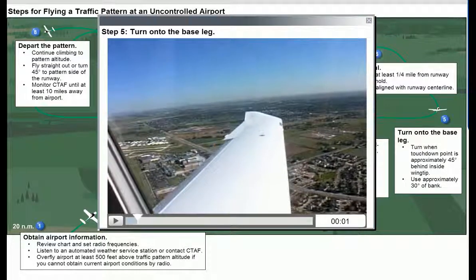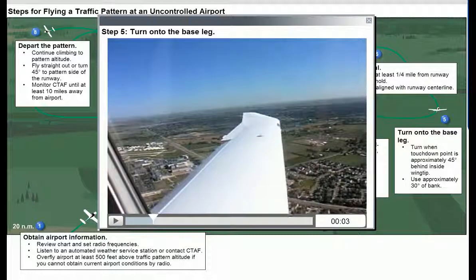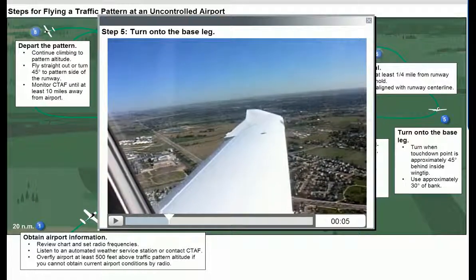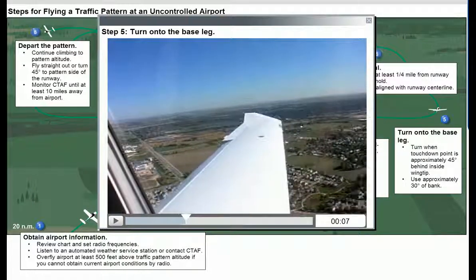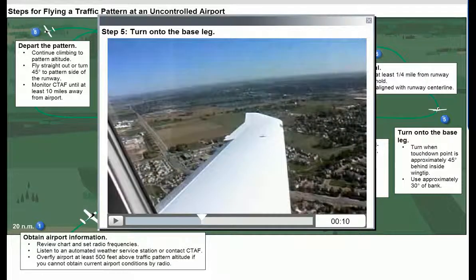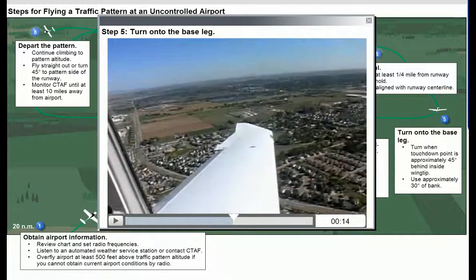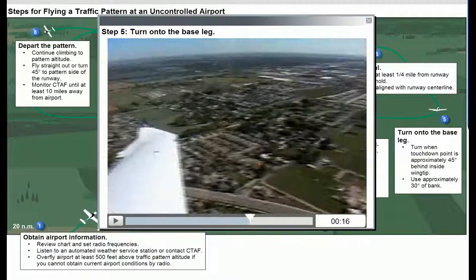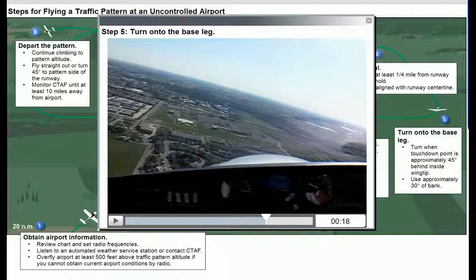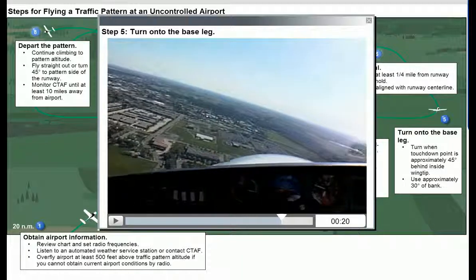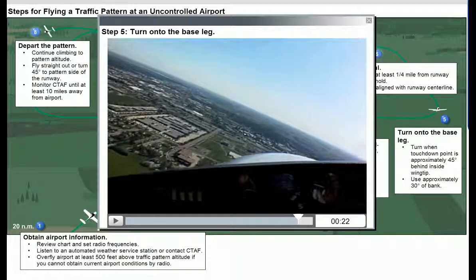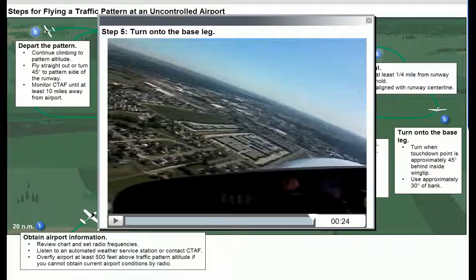You want to turn the base leg when you're at about a 45-degree angle from the end of the runway. So right about in here, you're going to want to start your turn. Use about 30 degrees of bank. That's good. And if you've got a fairly strong wind at traffic pattern altitude, you may need to crab a little bit into the wind as you turn this base so you don't drift too far away from the runway.